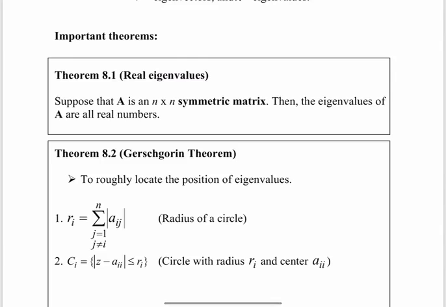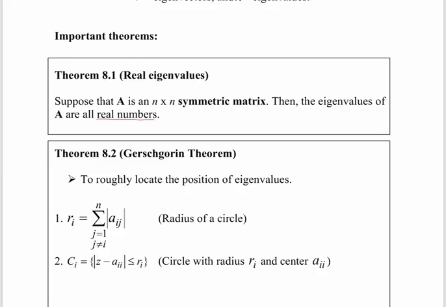Now suppose that A is an n by n symmetric matrix, then the eigenvalues of matrix A are all real numbers. That means we cannot have a complex number. And we can determine these real eigenvalues by using the Gershgorin theorem if we are given a matrix A.